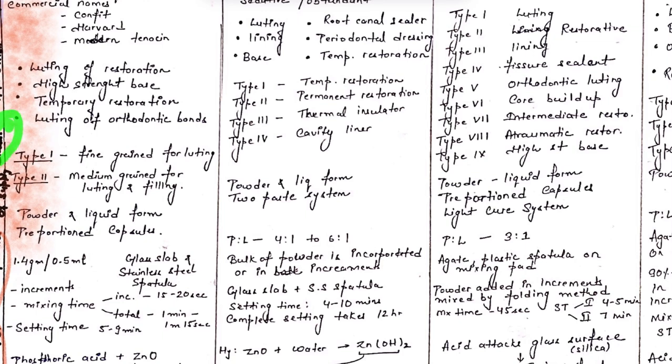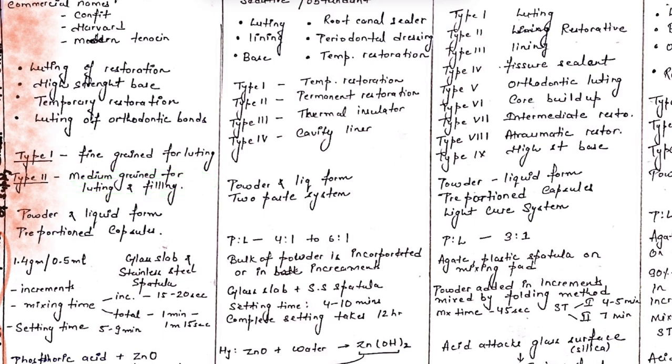Now the classification, so there are two types, type 1 and type 2. Type 1 is fine grained, so it is very fine in nature and it is used for luting. And type 2 is medium grained, so it will have slightly bigger grains and it is used for luting and filling. So it is used for restoring the tooth.